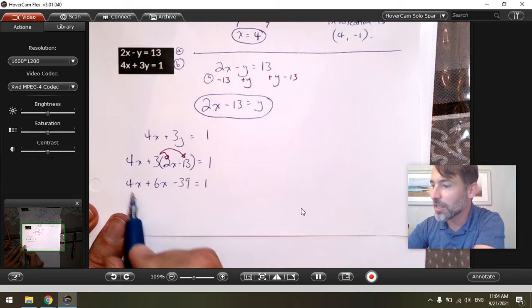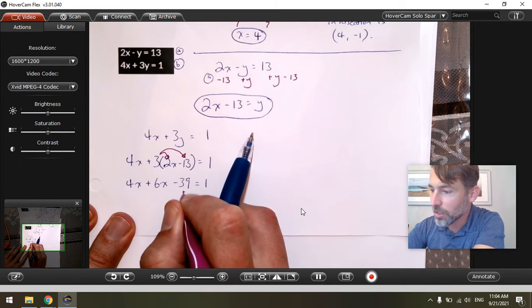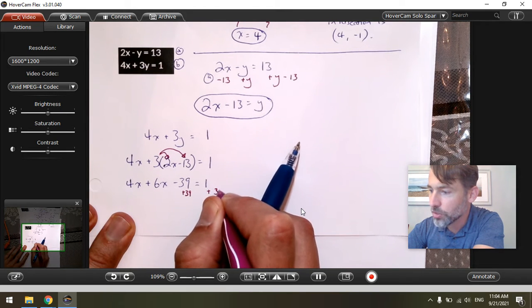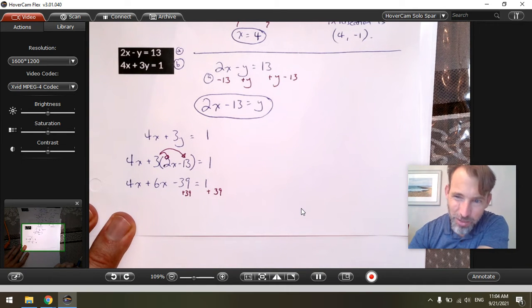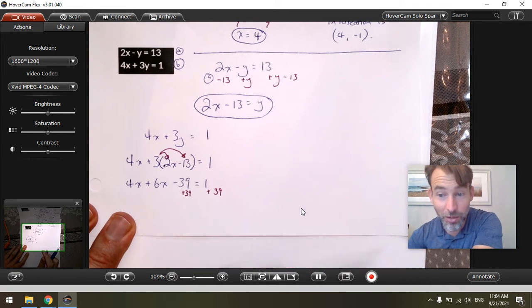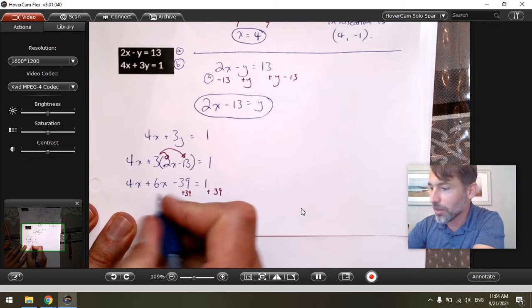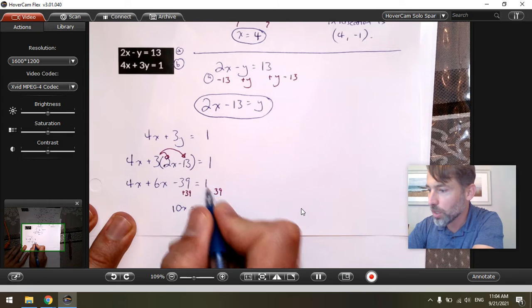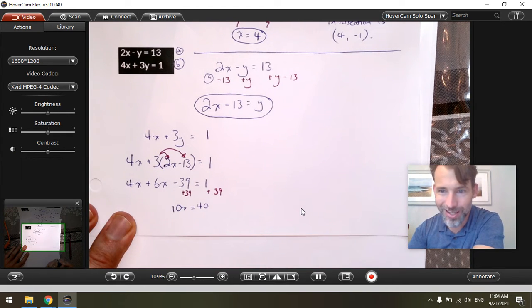Now I see that I'm going to have 10x over there, but I want to add 39 to both sides. Why did you do it in that direction, Mr. Jennings? Why didn't you subtract 1 from both sides to move that 1 to the other side? Then I end up with all my numbers and all my variables on the same side, and I want to get them on the opposite sides of the equal sign. So now let's rewrite another line. 4x plus 6x is 10x equals 1 plus 39 is 40. 10x equals 40.